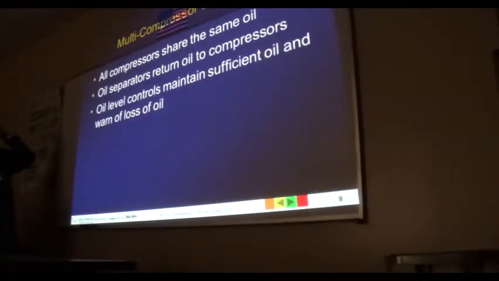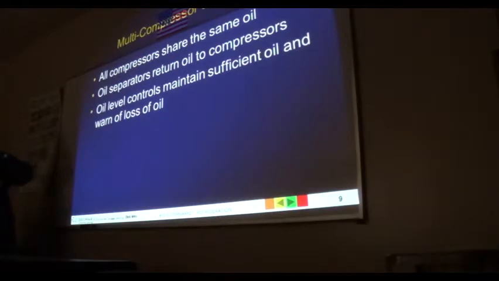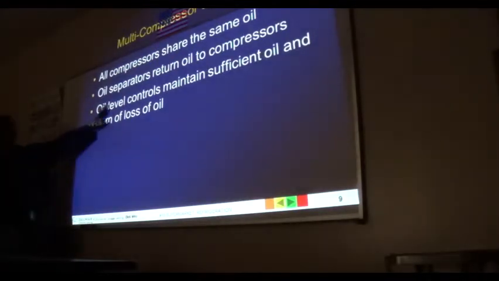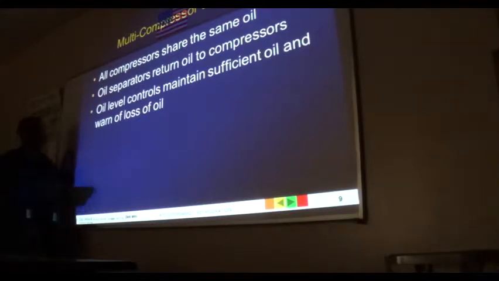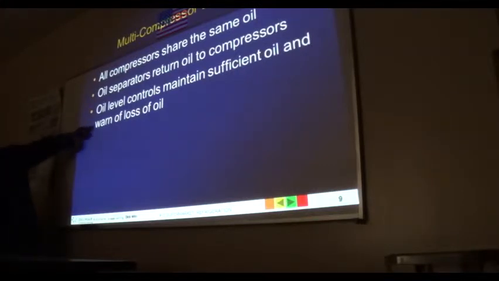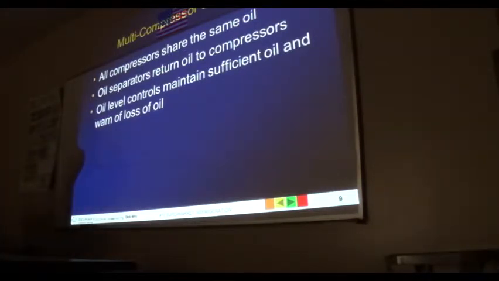So every compressor shares the same oil, the same refrigerant. Oil level controls we just saw there. There is also, that's some kind of alarm. There is also oil level shutdown control in that system. We may have actually oil level controls that shut the system down or that compressor down, or it may be an oil pressure switch, which works on the pressure differential.